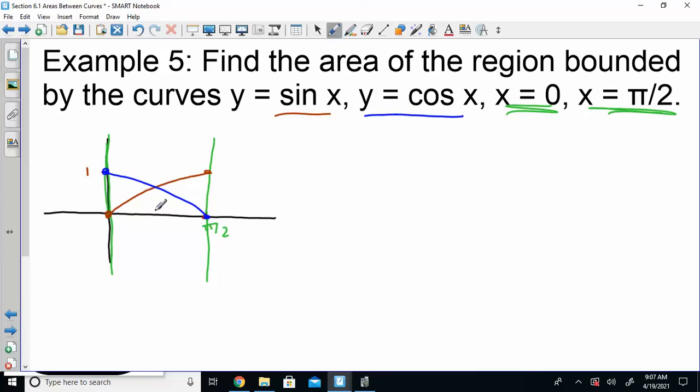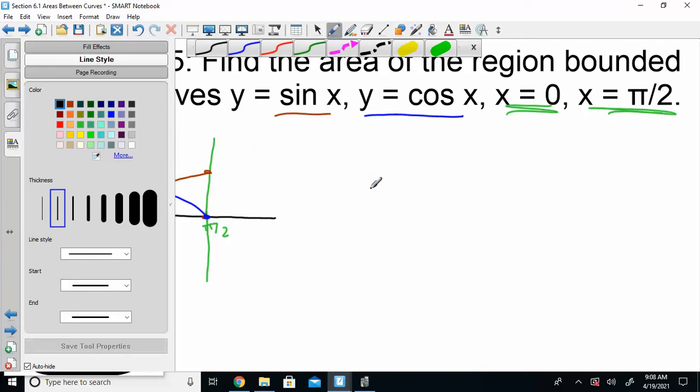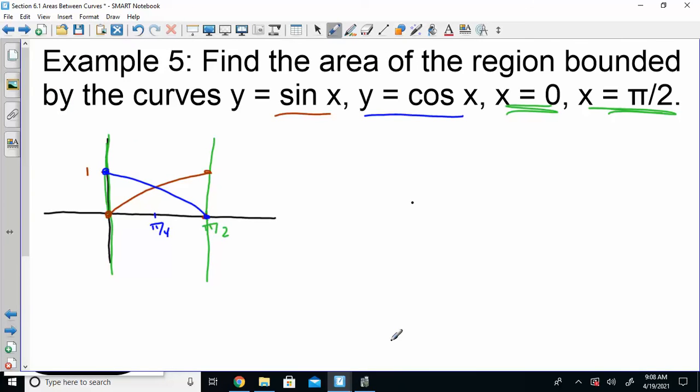Where do those things cross? Where are sine and cosine the same? Think about your hand trick. Sine and cosine are the same here. 45 degrees, which is pi over 4. If you just integrate this thing from 0 to pi over 2, you're going to get 0 for your answer. Because what happens is these two pieces, they flip. So if you just said from 0 to pi over 4 of sine x minus cosine x, you would get a positive and then a negative, and they're going to wash out.